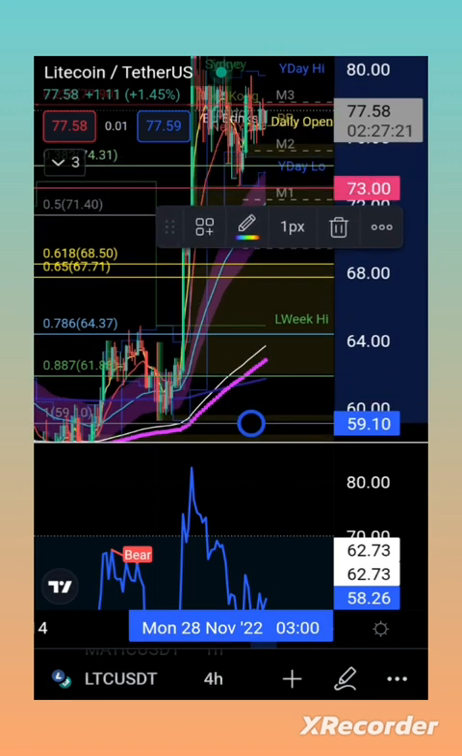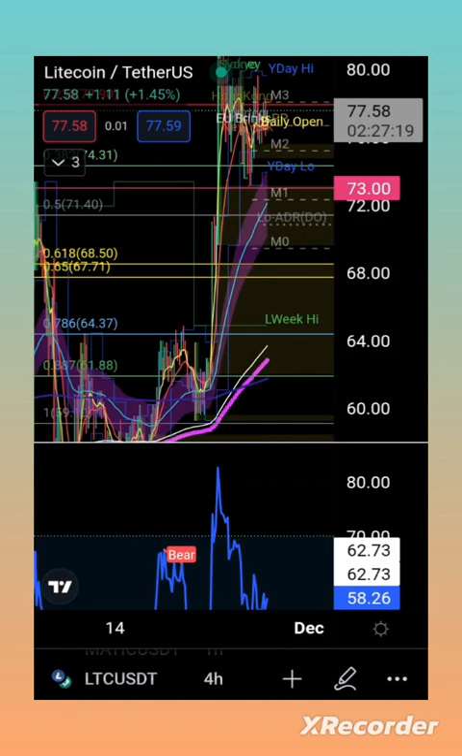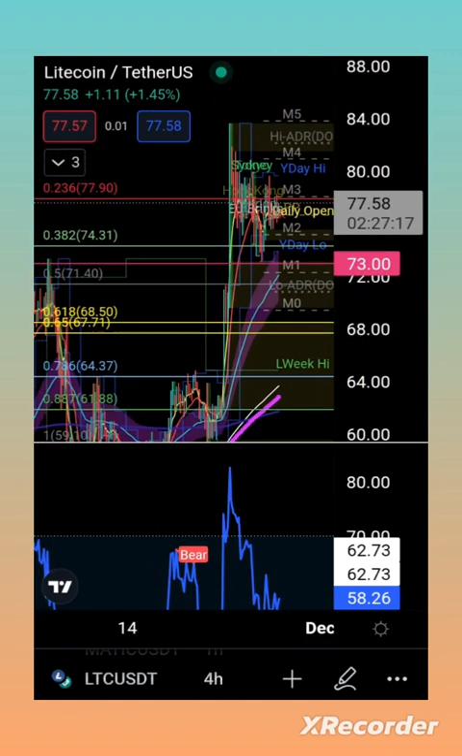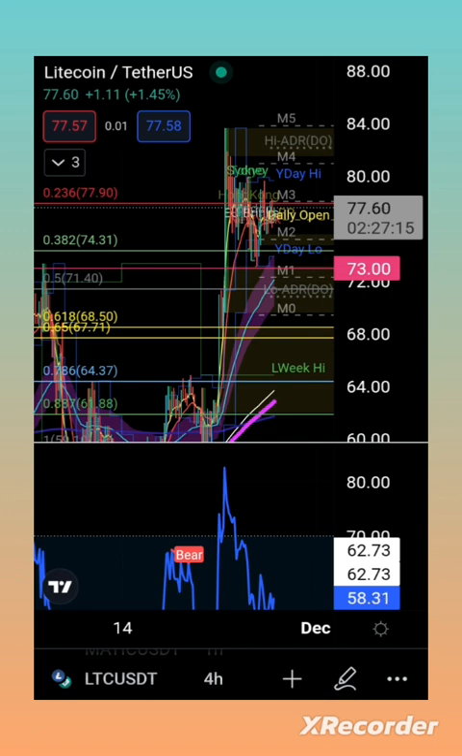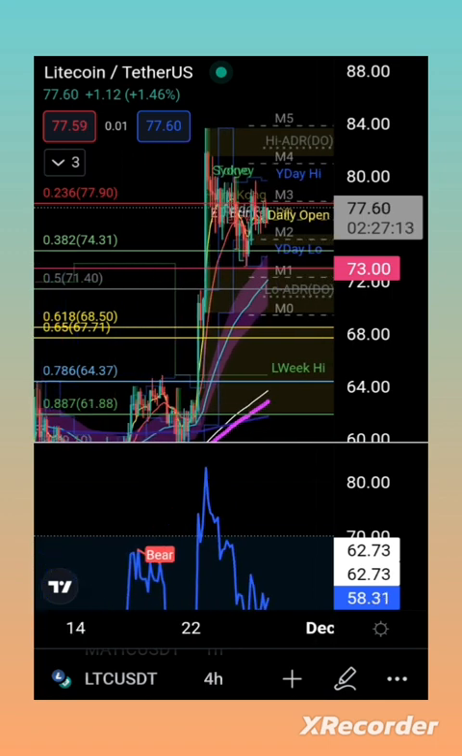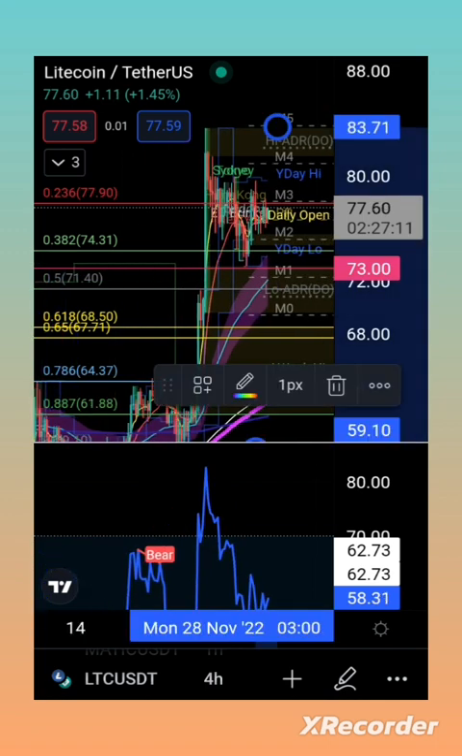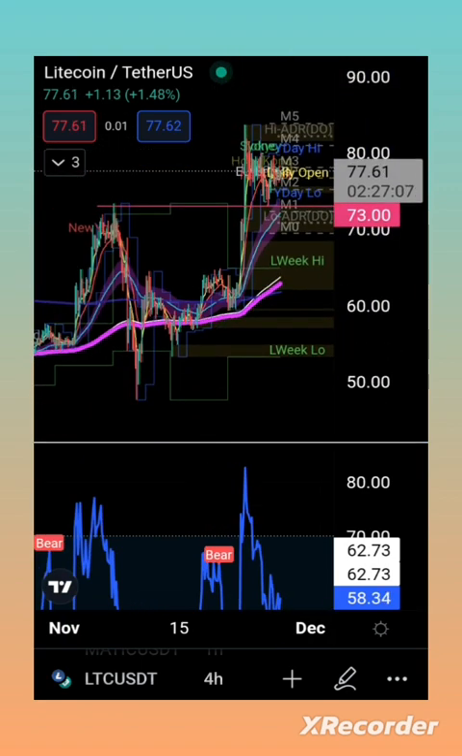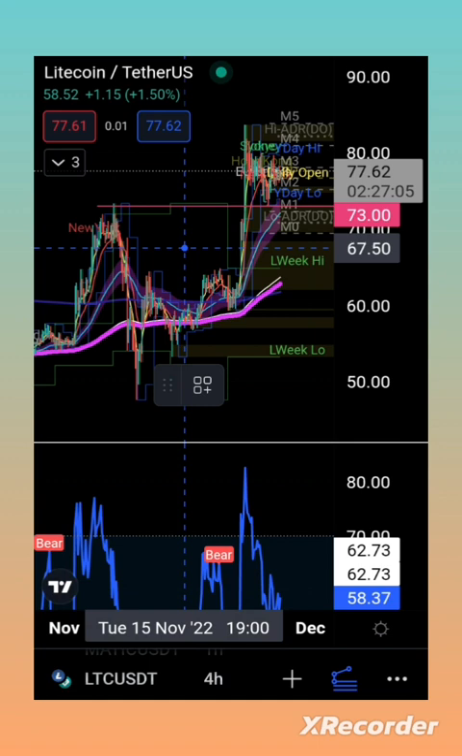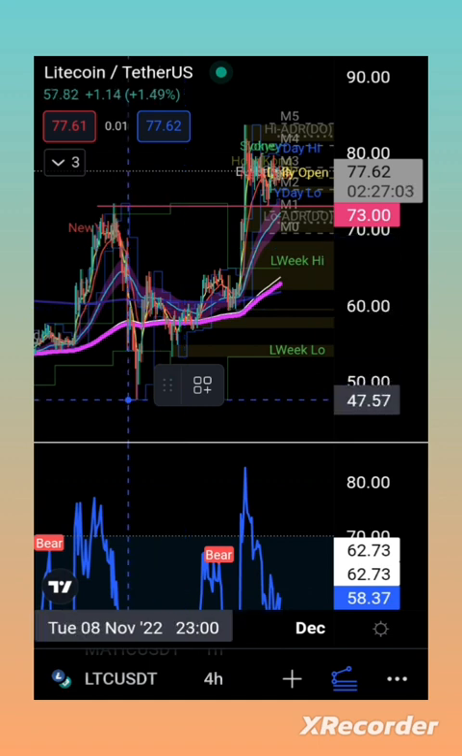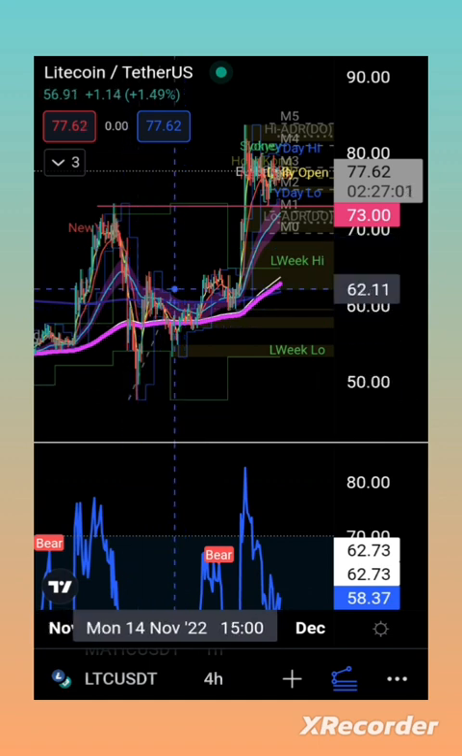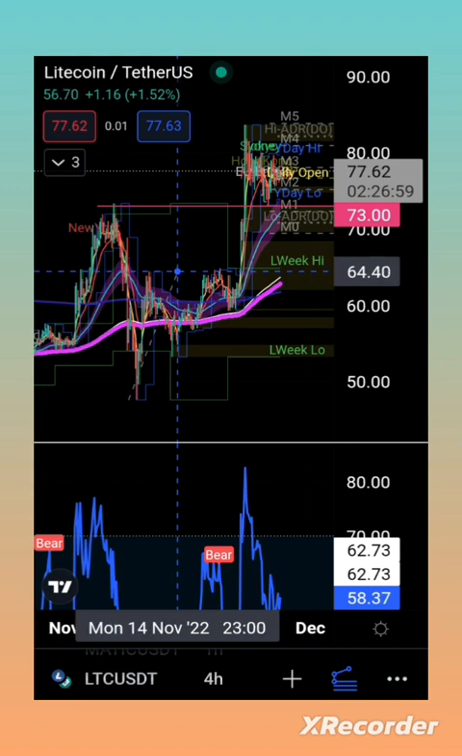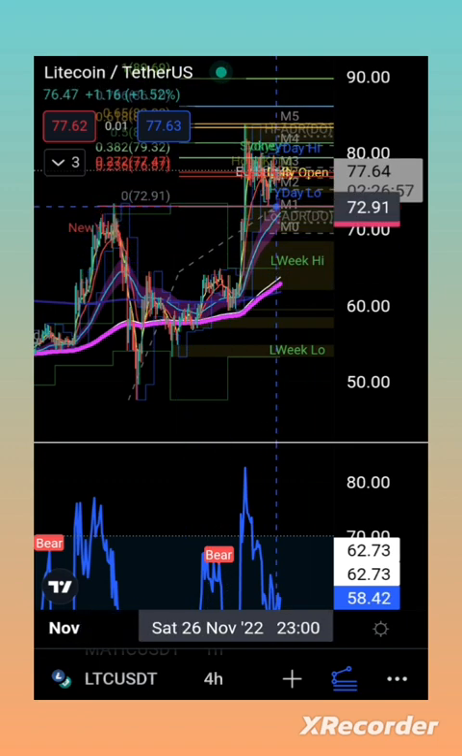Wave 4 can go as low as 0.5 at 71, but at the moment it hit a good target of 0.382 and bounced off at 74.31. So wave 4 can be done. So if we say wave 4 is done and we want to know where wave 5 is, we take the trend base fib from the bottom of 1 to the end of 1 to the bottom or the end of 4.